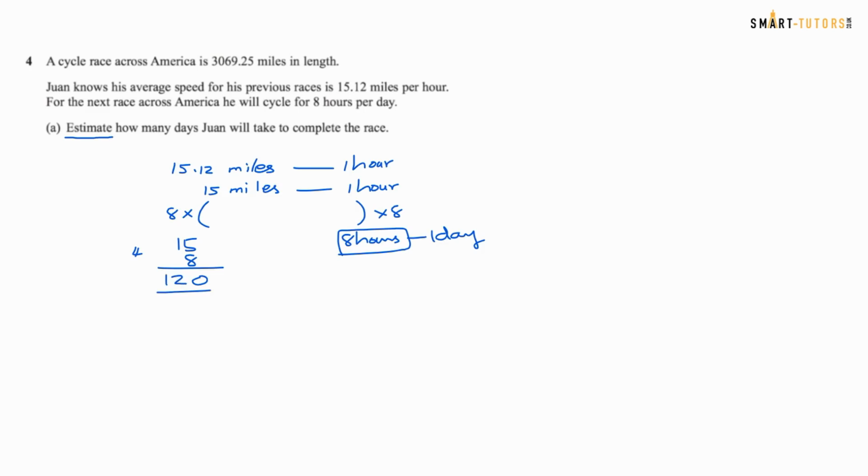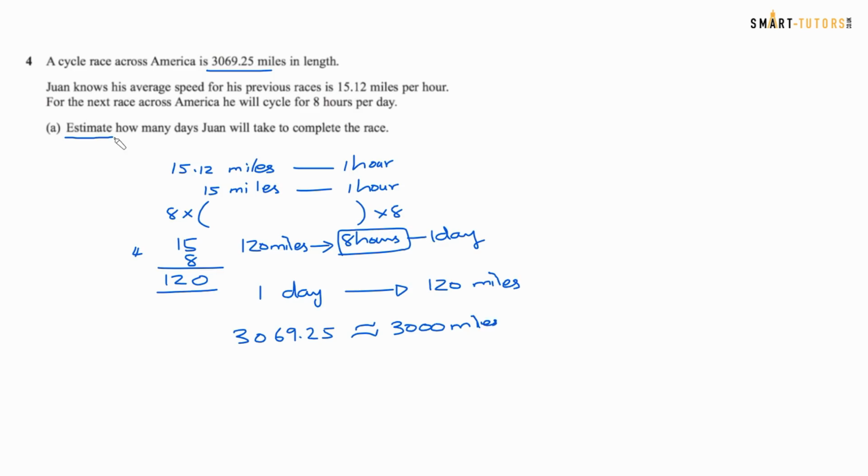8 times 5, 40. 4 remaining. 8 times 1, 8, 120. So 120 miles in a day. So in 1 day, he can finish 120 miles. Now the race is 3069.25. This one also I'm going to approximate to nearly 3000 miles.